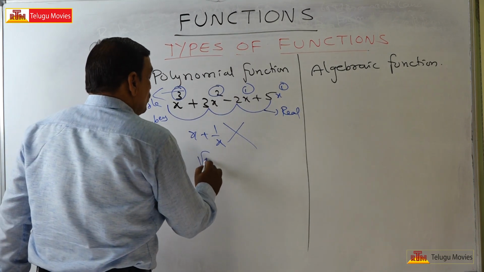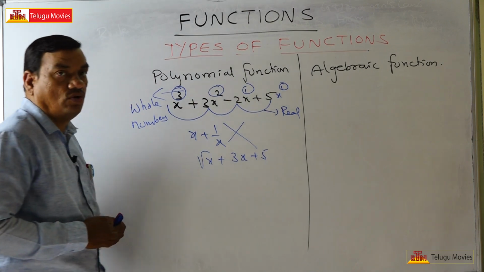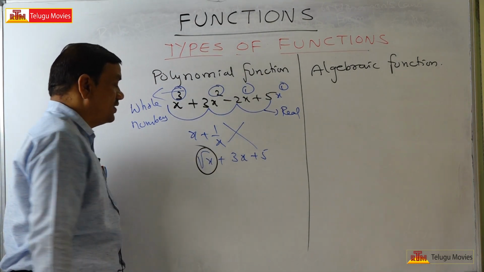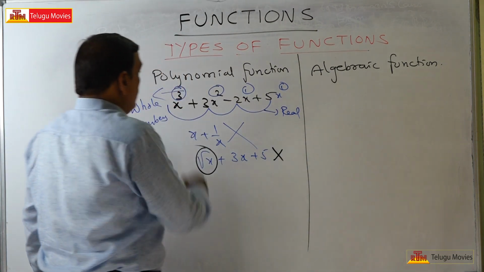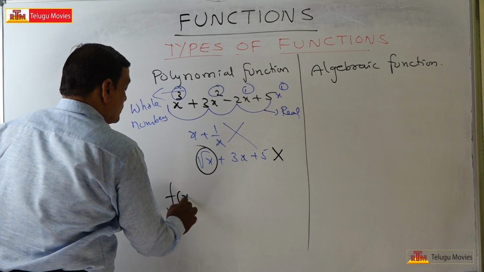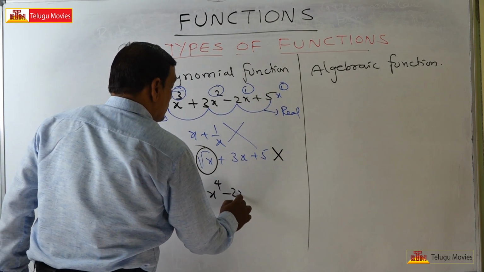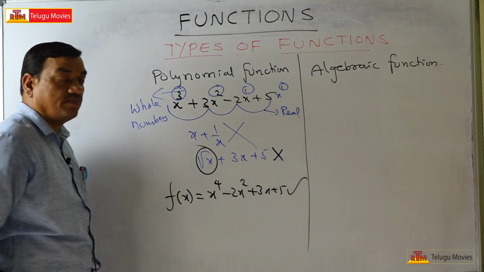Is root x plus 3x plus 5 a polynomial? No, it is not a polynomial. Why? What is the exponent of x here? 1 by 2. Therefore, it is also not a polynomial. So a polynomial function means f of x is equal to, for example, x power 4 minus 2x square plus 3x plus 5, as it is a polynomial function.